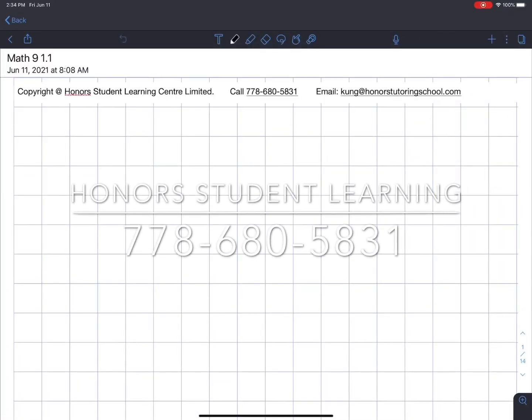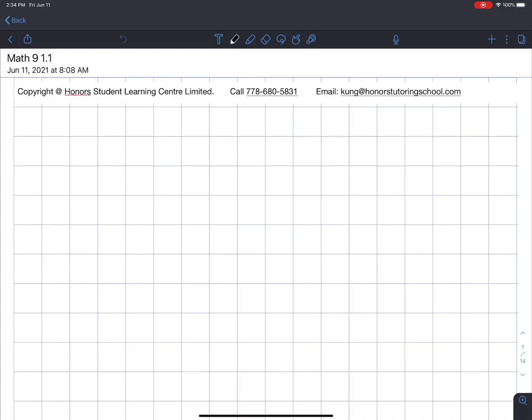Okay, we are moving on to 1.1. Well, actually, this is the first page. Yeah, just Math 9 1.1. So before we begin, I need to go over some concepts that you need to know for 1.1.